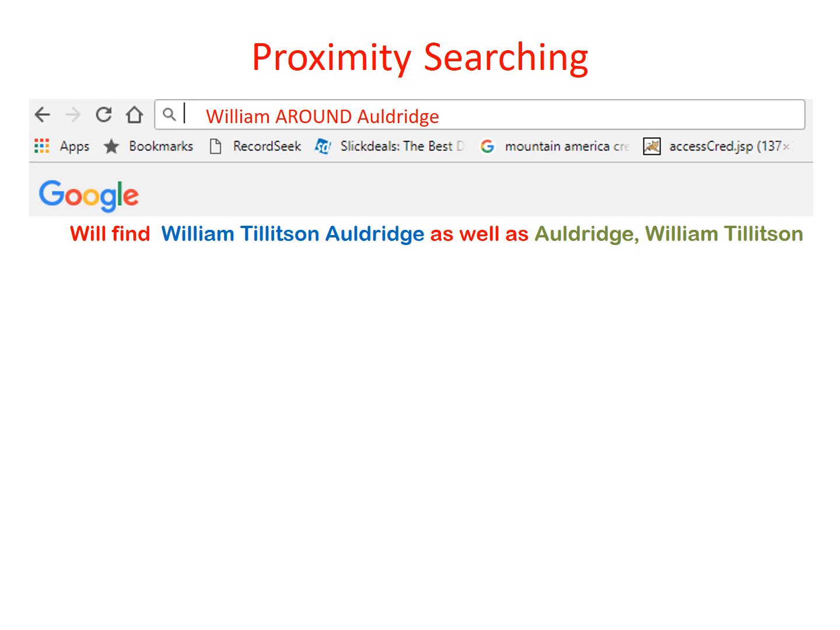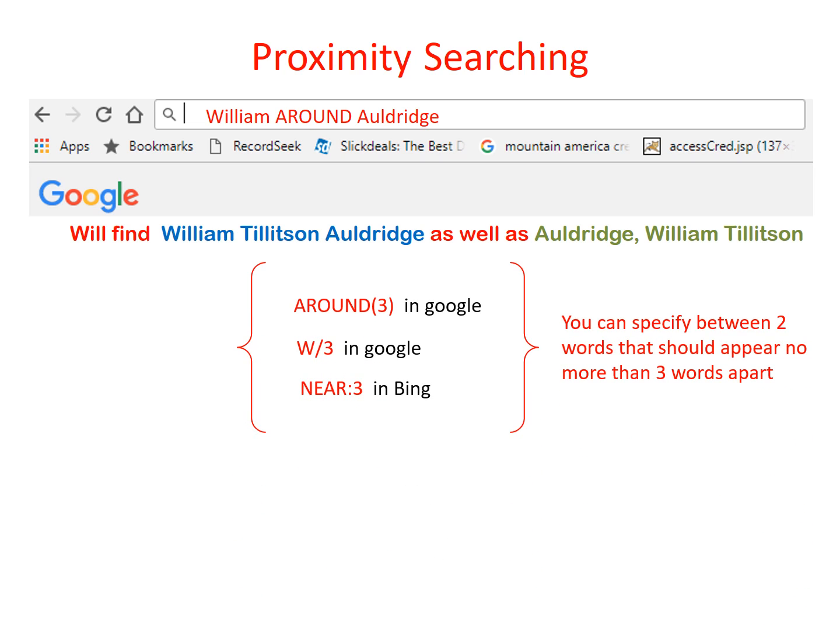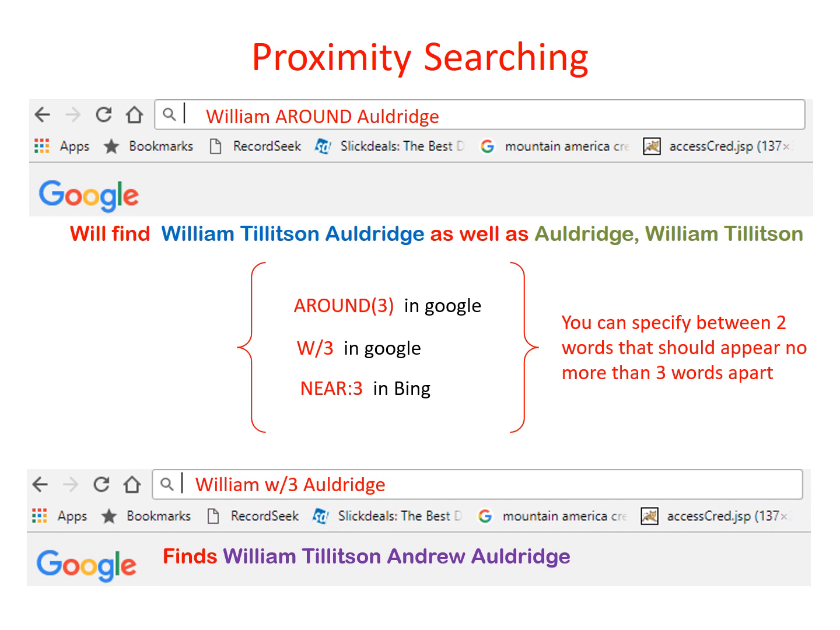If you're uncertain of a name order, take advantage of the operator AROUND, or the word NEAR if you're using Bing. So putting William AROUND Aldridge in the search bar will find William Tilson Aldridge, as well as Aldridge William Tilson. You can specify between 2 keywords that should appear no more than 3 words apart. So you could say AROUND 3 or W3 or NEAR 3 in Bing, such as in this example. I got some different results using both.